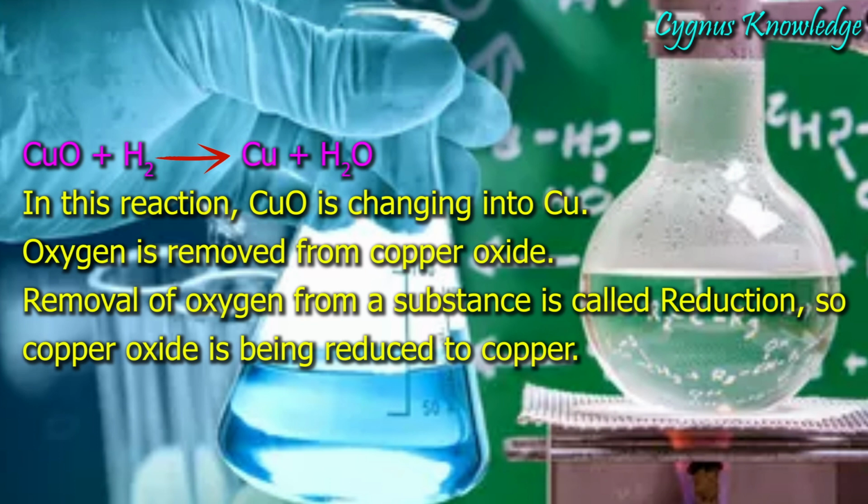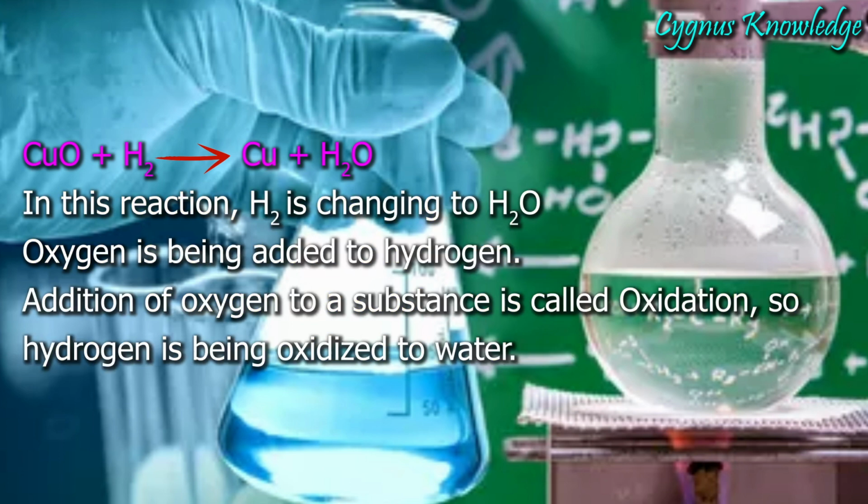Removal of oxygen from a substance is called reduction. So copper oxide is being reduced to copper. In this reaction, hydrogen is changing to water. Oxygen is being added to hydrogen. Addition of oxygen to a substance is called oxidation. So hydrogen is being oxidized to water.